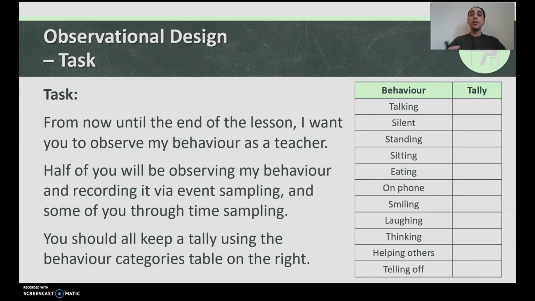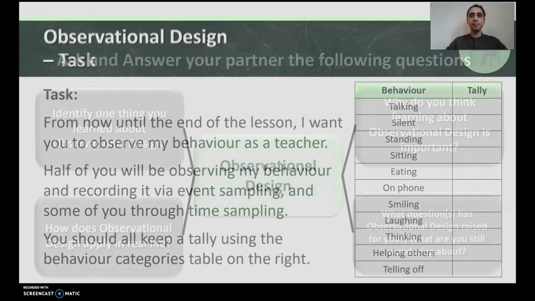So let's say every 30 seconds on this video, when you see me doing whatever I'm doing, you record it in your behavioral categories. You should all keep a tally using the behavior categories table on the right. Some of these categories may be relevant, some may not. For example, talking is going to be one of the biggest ones. I probably won't be silent, but you might find an opportunity in time sampling when I am silent. Try and come up with some of the behaviors you think you may observe from me in this video, such as smiling or laughing, something along those lines, whilst I'm teaching you the second half of this lesson.